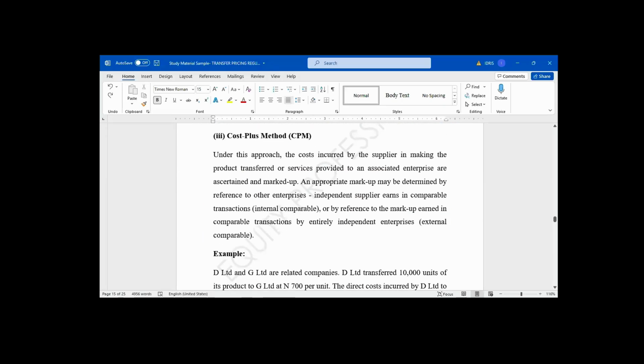Another one, cost plus method. Cost plus method means the price charged is the price when you consider the cost of production. You now add a markup to the cost of production. The markup is determined by an independent enterprise. The markup that an independent enterprise adds to the cost of production while selling the good is what you are going to add if you want to sell goods to your related parties.